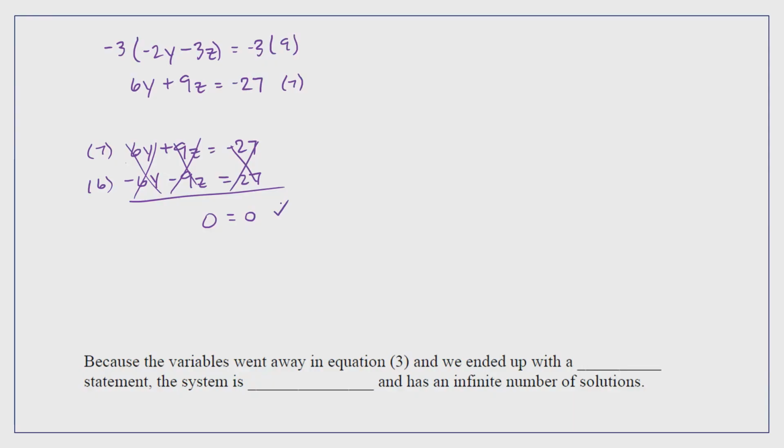So we have 0 equals 0, which is true. Okay, so because the variables went away in equation 3, and we ended up with a dependent statement, the system is consistent and has an infinite number of solutions. Okay? Awesome.